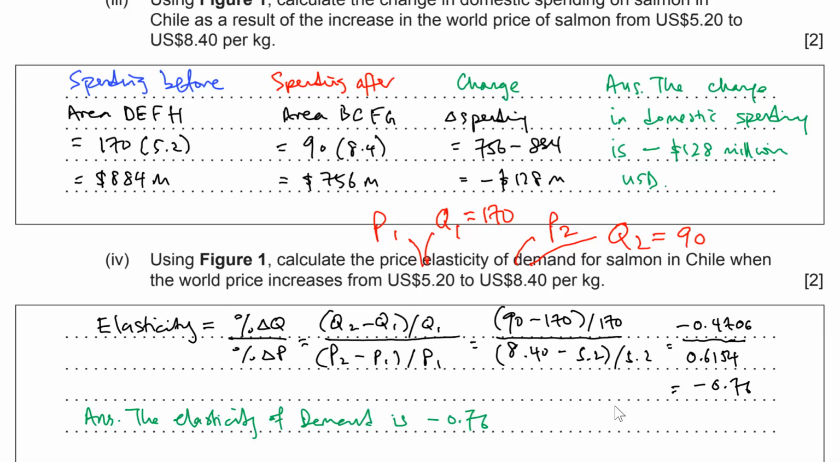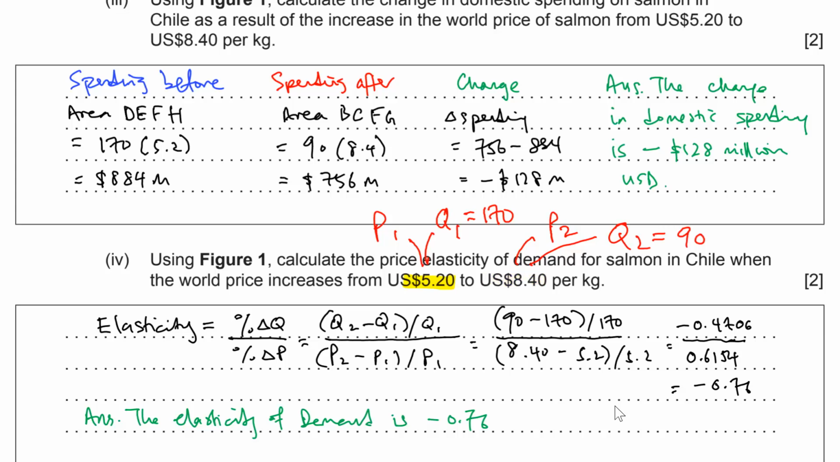Q2 is 90, Q1 is 170. So we've got 90 minus 170, and then we divide by Q1, which is 170. That gives us the percentage change, which in this case is minus 0.4706, so a 47.06% reduction in quantity demanded. Then we do the same thing for prices. P1 is $5.20 and P2 is $8.40, so we've got $8.40 minus $5.20 divided by $5.20. In percentage terms, that's a 61.54% increase in price.